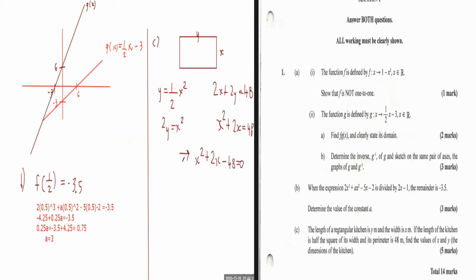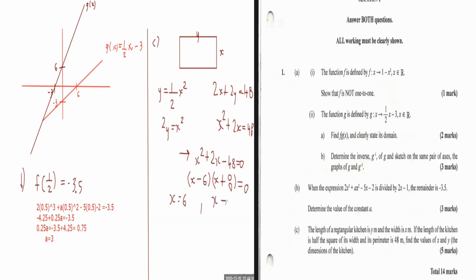Nice and easy. So all you have to do now is factorize this. To factorize this, it's going to be x, 8, and 6. The signs are different, the greater one is positive. So this is plus and this is minus. So what does that mean? That means that x is equal to 6 or x is equal to negative 8.